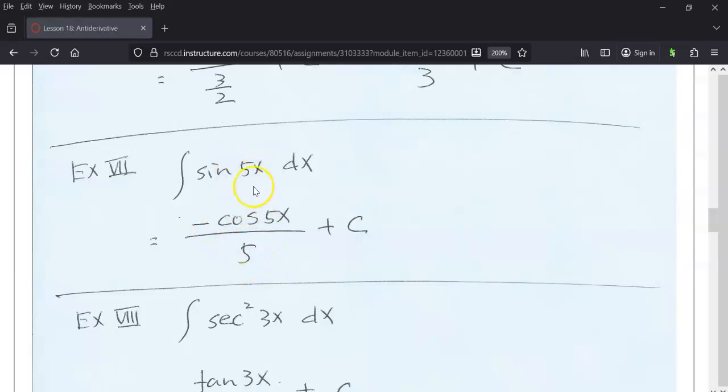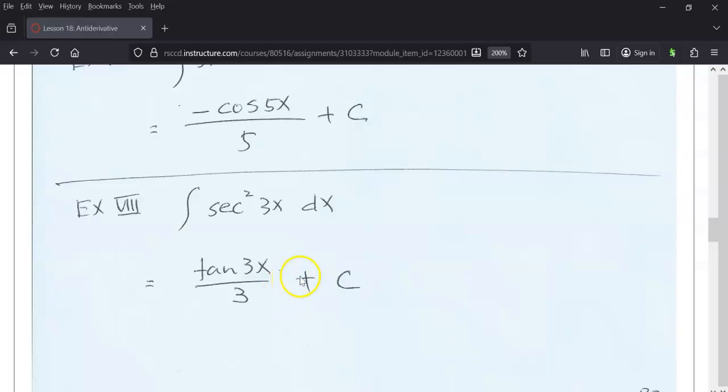Now, where do we get the over 5 from? Think about the reverse of the chain rule. With the chain rule, you would multiply this 5 out. So that's why we divide by 5, plus c. Same thing applies, in this case, to secant squared. We know the reverse of that is tangent, and then same thing, tangent 3x over 3 plus c.